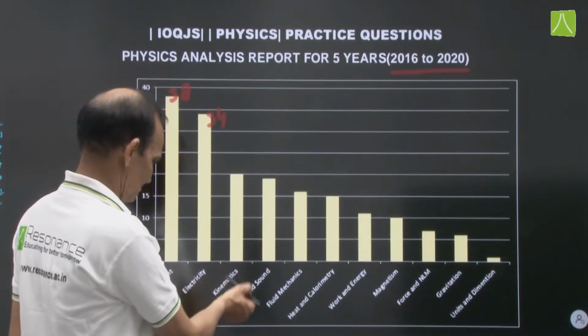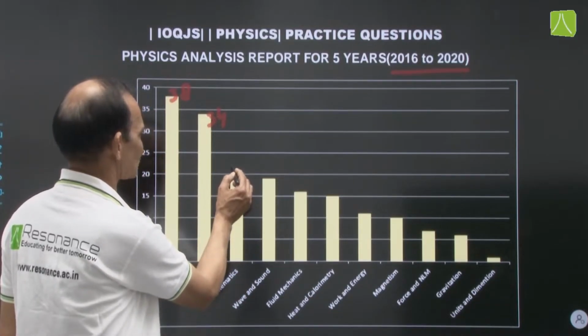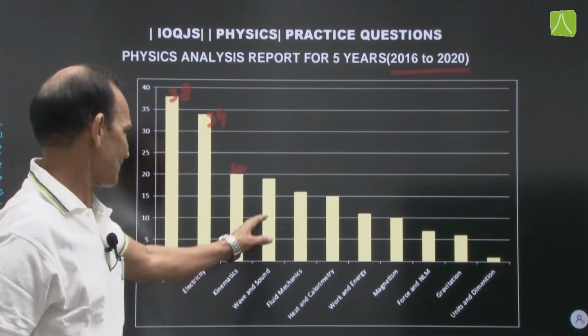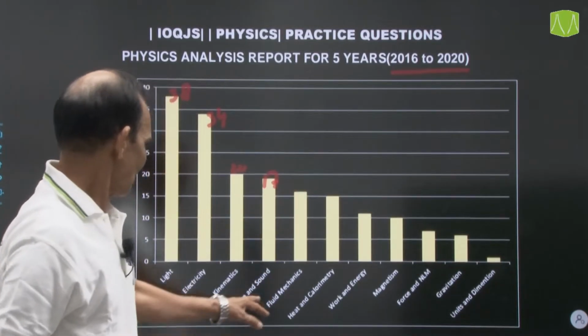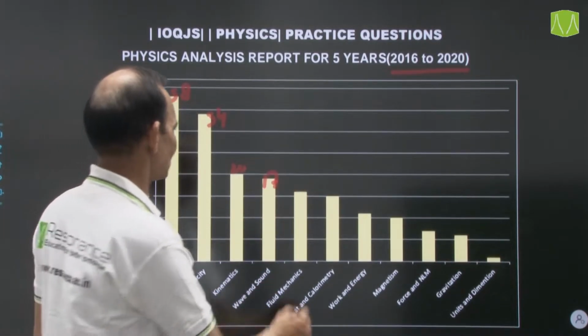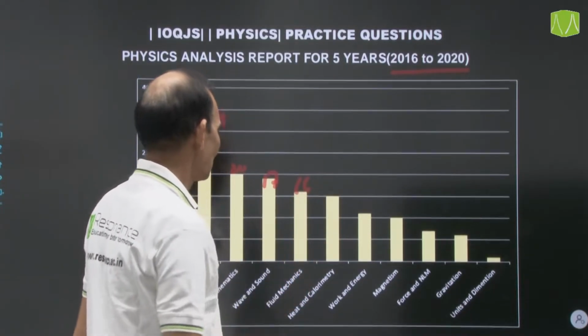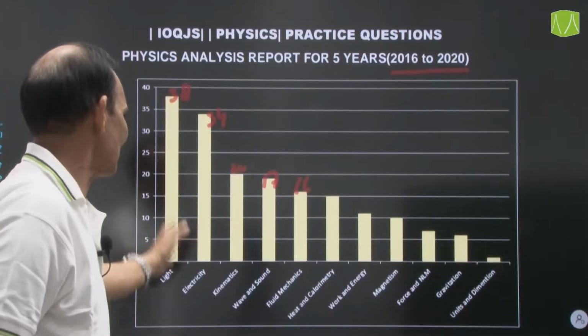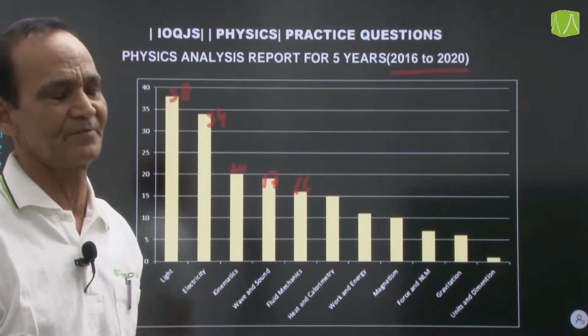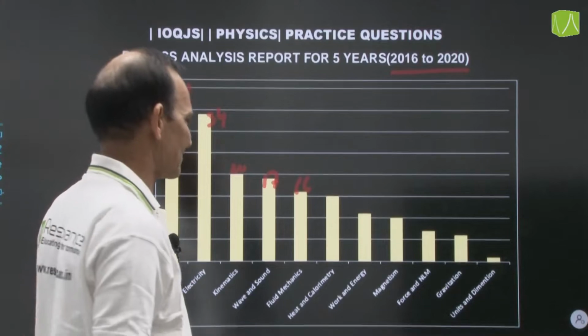Third is kinematics, with 20 questions, and at fourth there are approximately 70 or 80 questions. In fluid mechanics there are 16 questions. Most of the weightage, most of the questions, are from light, electricity, kinematics and sound. These are the important chapters.